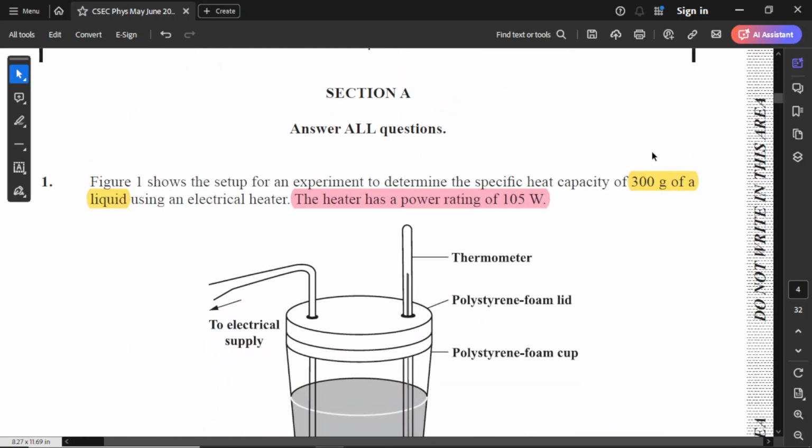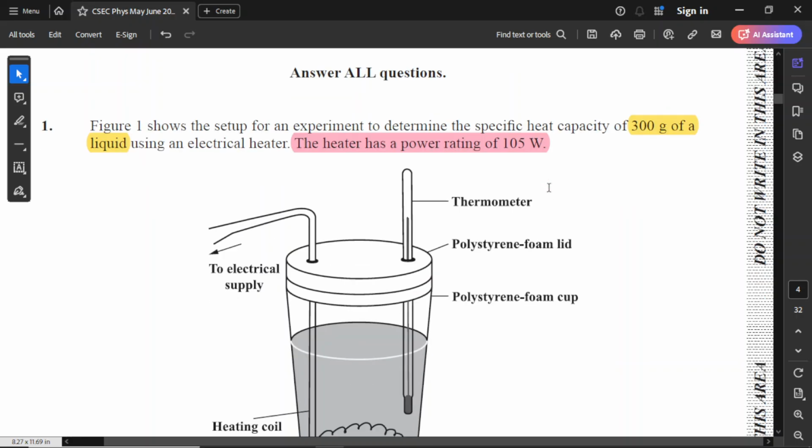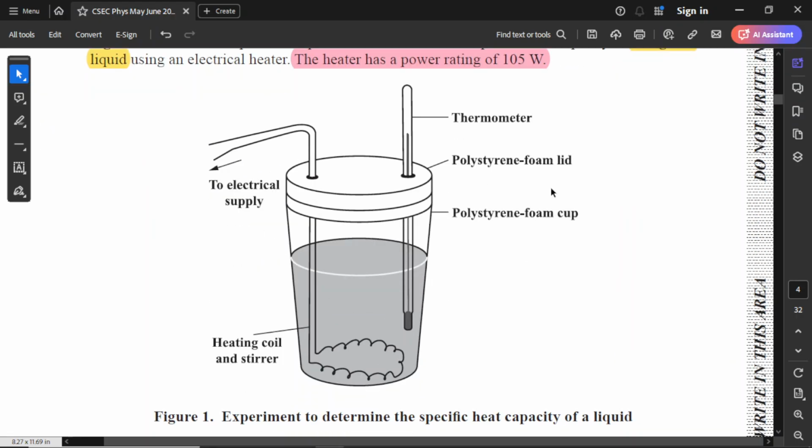At this time, let us jump into Section A, Question number 1, and it reads, Figure 1 shows the setup of an experiment to determine the specific heat capacity of 300 grams of a liquid using an electric heater. The heater has a power rating of 105 watts. All right, so please make note of the variables that we have here, the mass, which is 300 grams, and the power rating, which is 105 watts.